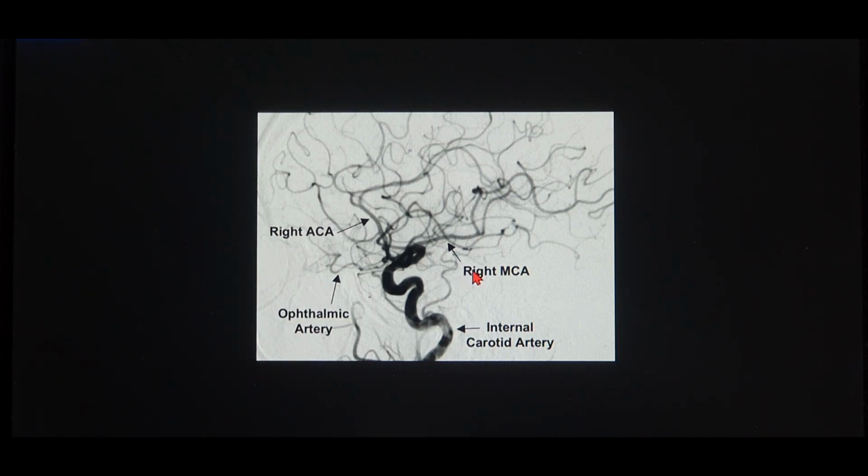Now I'll make a separate video explaining in detail for the neurosurgeons and the skull base surgeons about the ACA and the MCA.